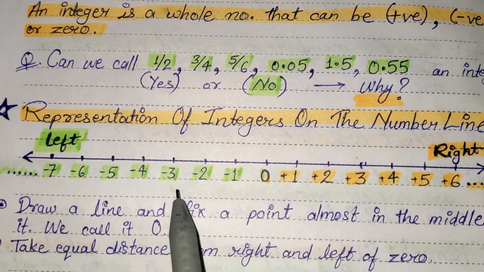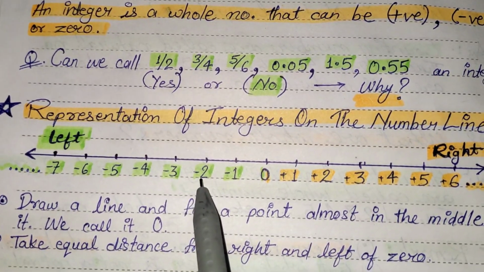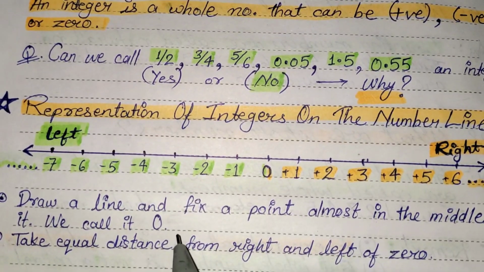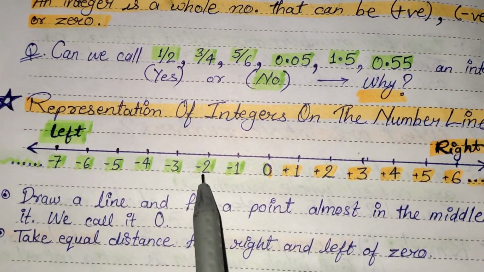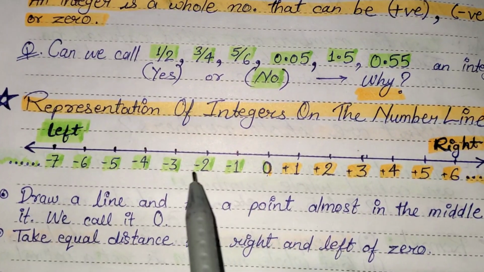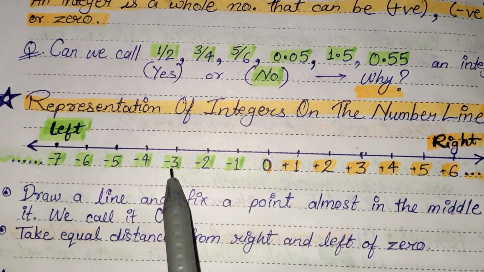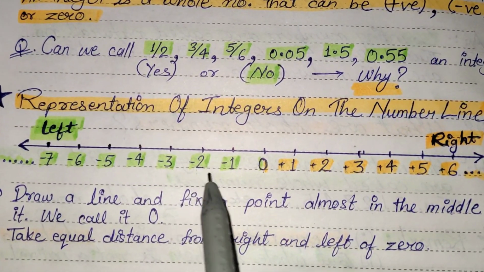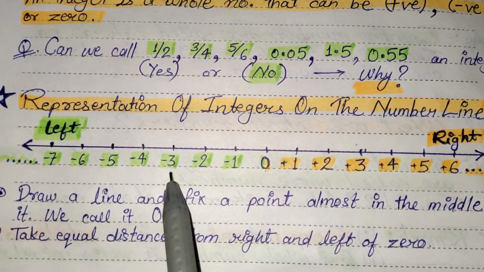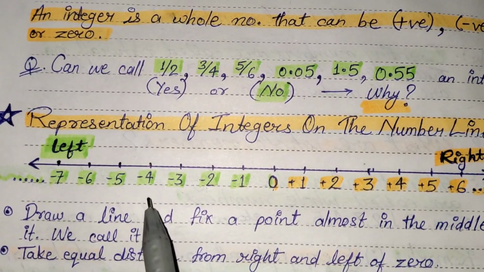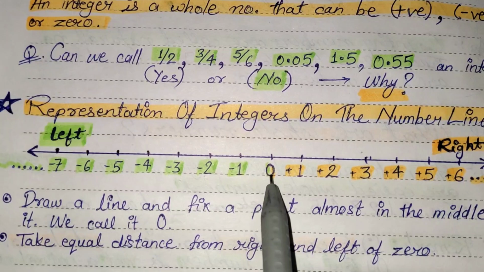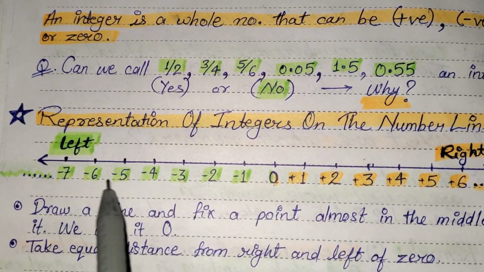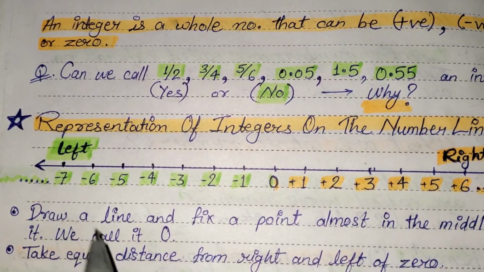For example, see minus 3 and minus 2. Which is the greater integer, minus 3 or minus 2? As we see, minus 2 is closer to 0 and minus 3 is farther away from 0 compared to minus 2. So minus 2 is greater than minus 3. In negative integers, the number which is close to 0 is greater, and the number which is far away from 0 is smaller.